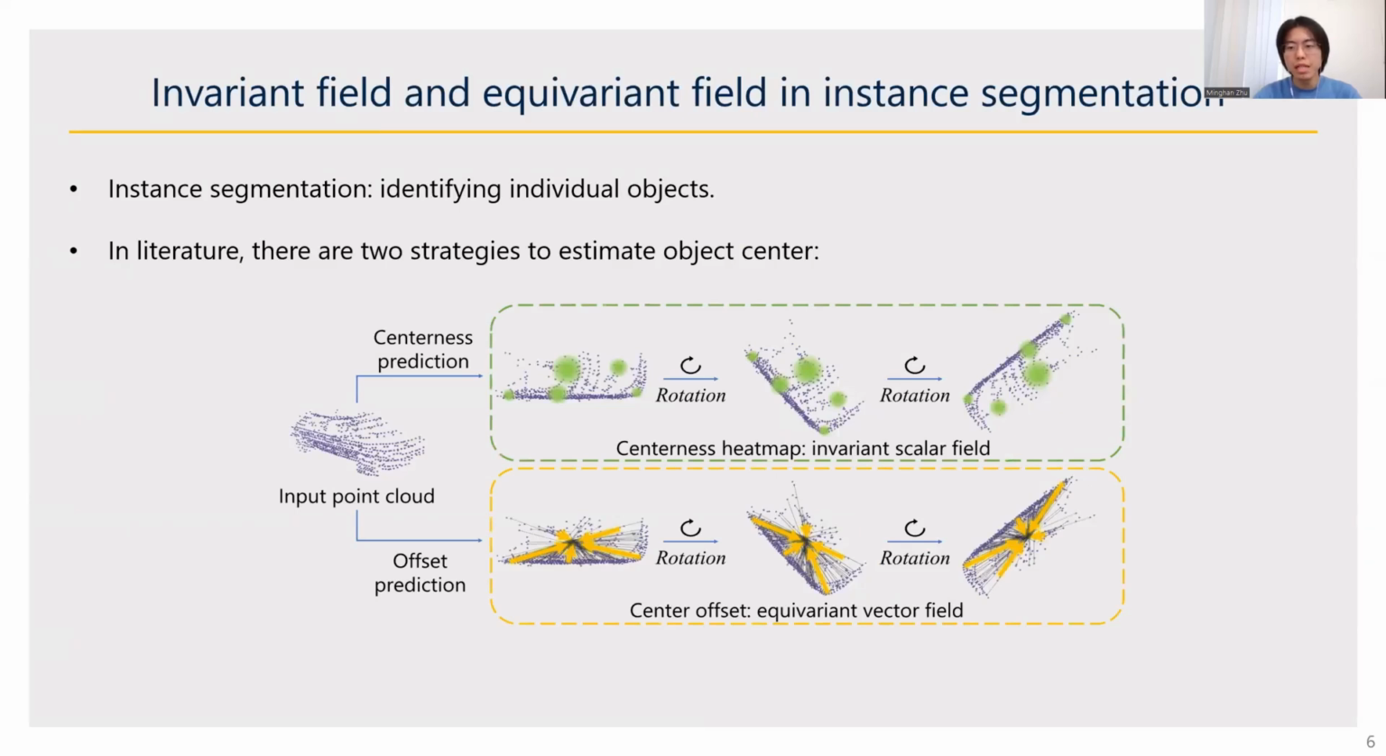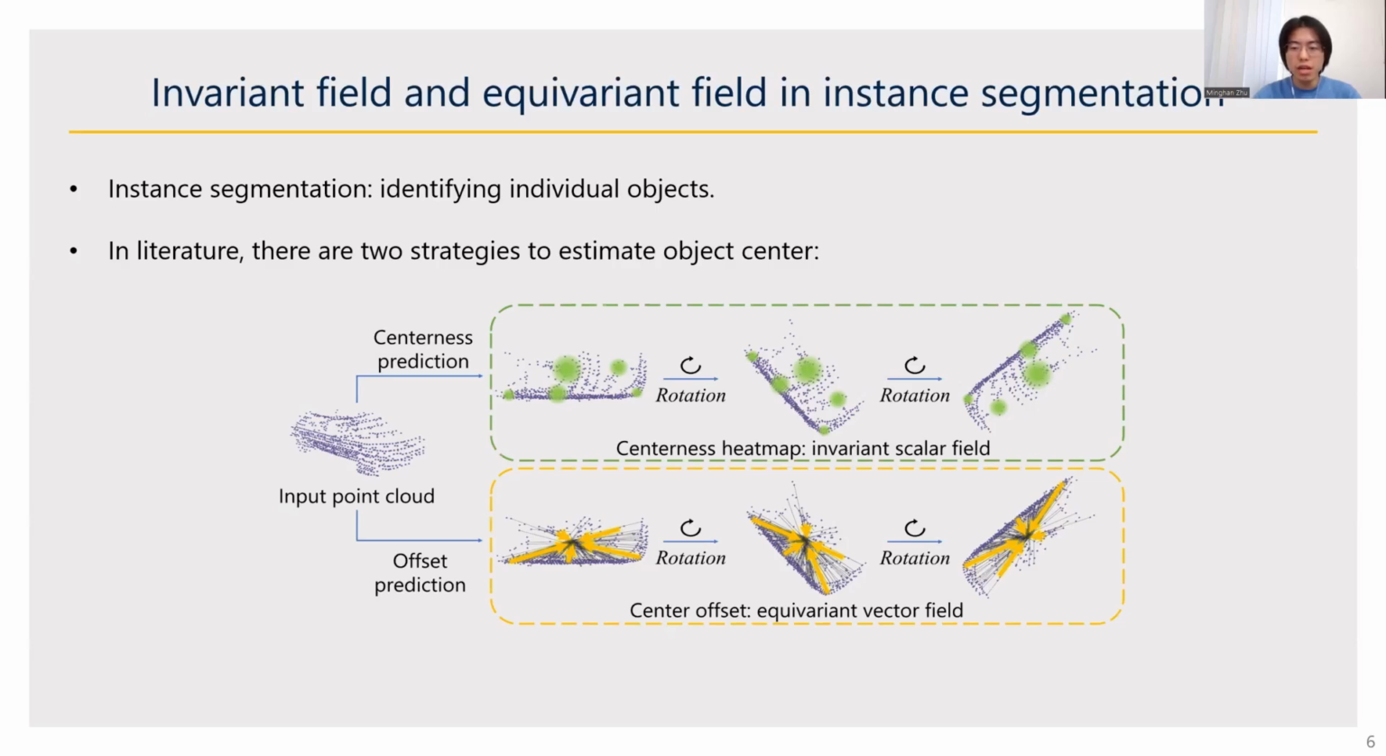We will now use this perspective to discuss the instance segmentation approaches. Instance segmentation identifies individual objects in a point cloud, which is an important subtask in our problem. In the literature, there are two strategies to estimate object center. The first is called centerness prediction. For each point, the ground truth centerness value is large when it is close to the center of an object, otherwise small. We can see that the centerness heat map is an invariant scalar field.